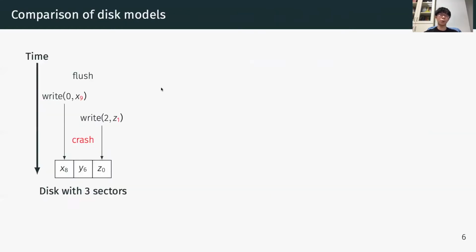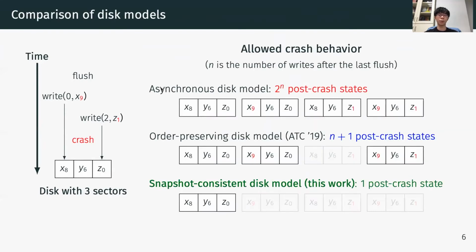In the example, we have a disk with only 3 sectors. Before encountering a crash, the disk received a flush followed by 2 writes. We show the allowed crash behavior of each disk model on the right-hand side. For the asynchronous disk model, each write may or may not survive across a crash. So there are at most 2 to the power n possible post-crash states. For the order-preserving disk model, writes are not allowed to be reordered. So there are at most n plus 1 post-crash states.